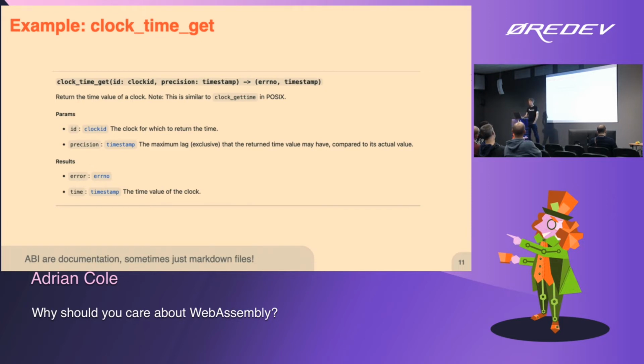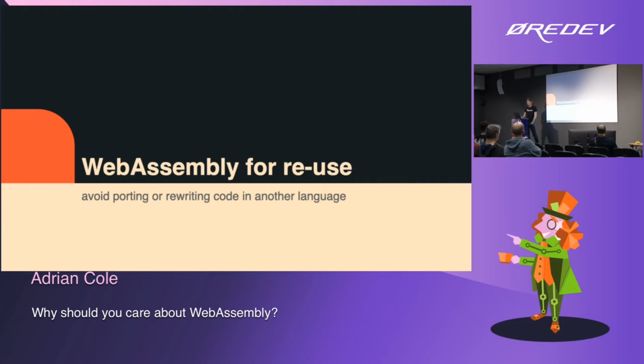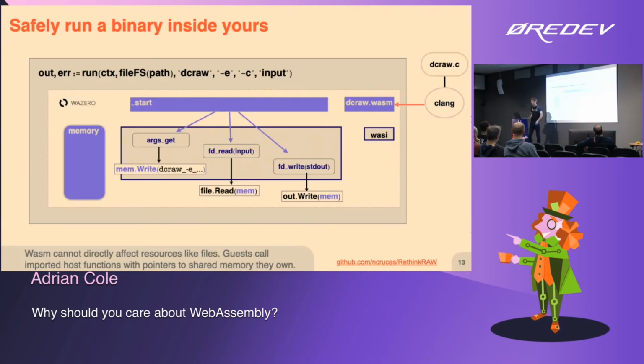So that's enough theory. Let's get into some practical examples. The first thing I want to talk about is WebAssembly for reuse. We really like the idea of reuse in software. This could be a case where you might want to not rewrite something because it's too gnarly and you just don't have time. All of these examples will be real code, open source on GitHub. And I will again share the slides, and they'll have links that you can click on, because it's hard to click on this. So let's talk about safely running a binary inside of yours.